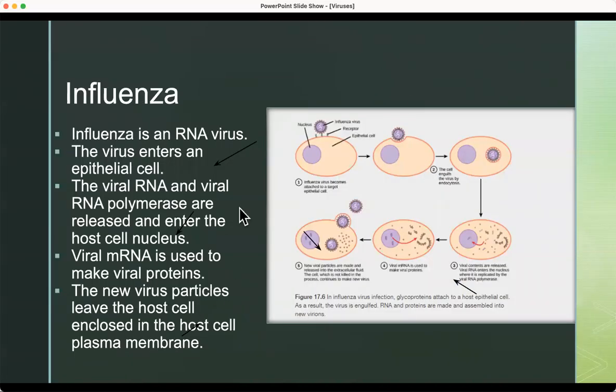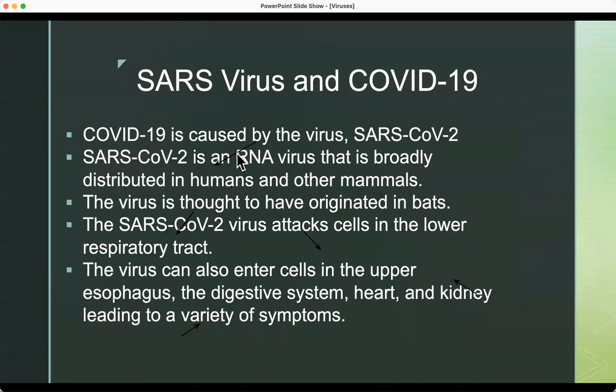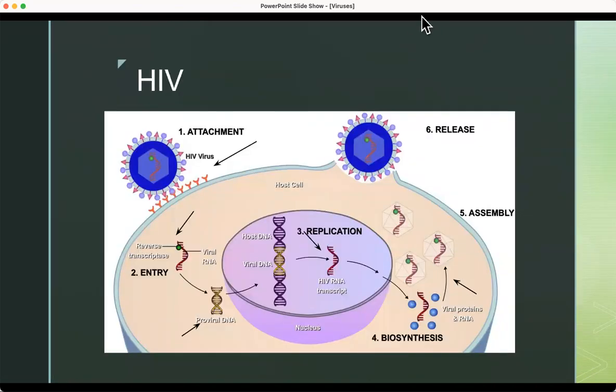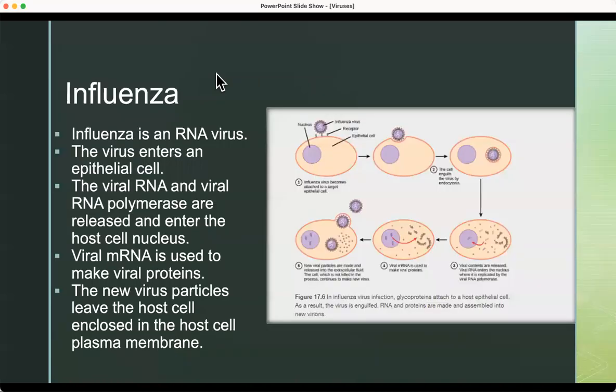Okay, so now we are going to look at influenza, which is also an RNA virus. Now, influenza is not a retrovirus, right? It contains RNA, but it doesn't have that reverse transcriptase enzyme. So it enters an epithelial cell in the upper respiratory tract. A lot of times people say they have the flu when they have vomiting and nausea, but that's actually not the same as influenza. Influenza is a respiratory illness.